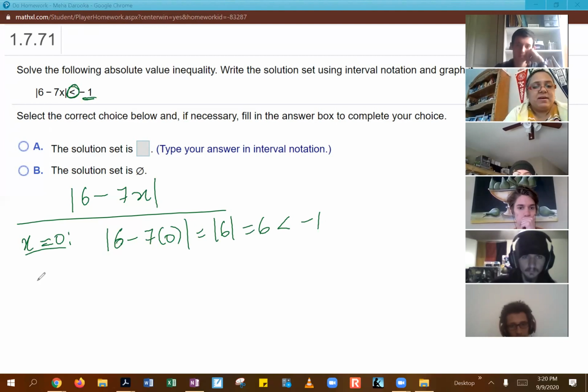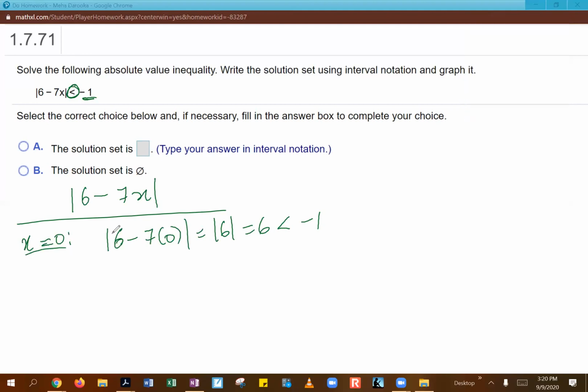No, it's not. And you can do this with any other value for x. But we know, again, absolute value gives us either 0 or a positive number. So a 0 or a positive number is not going to be smaller than -1. They are not going to be less than -1.